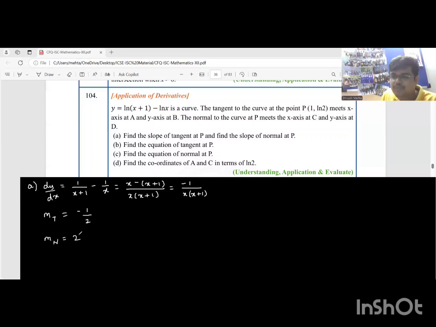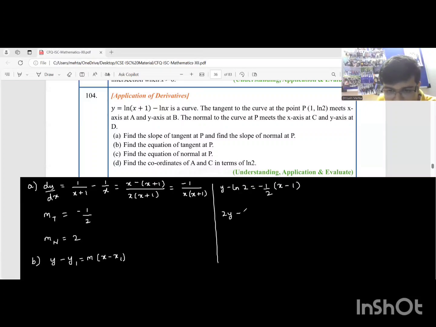Second, we have to find the equation of tangent and equation of normal. This is also easy. I hope you remember the formula for straight line. y minus y1 is m into x minus x1. The only issue is this time the y coordinate is ln 2, but don't worry, you just keep copying it as it is. So for tangent, this is going to be y minus y1, which is ln of 2, is equal to m. For tangent, it is minus half, x minus x1 is 1.